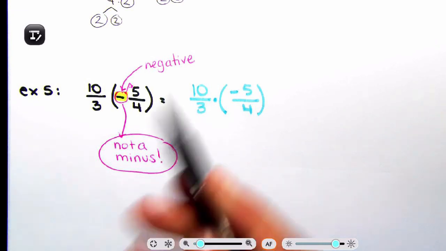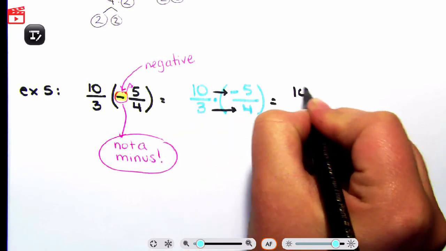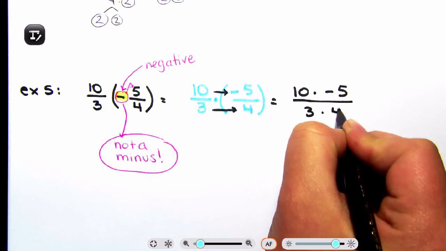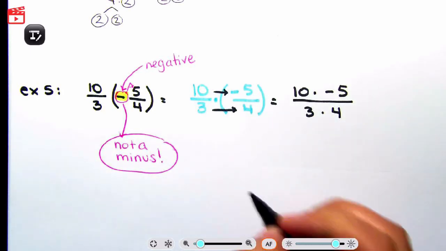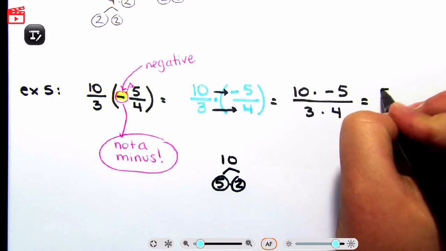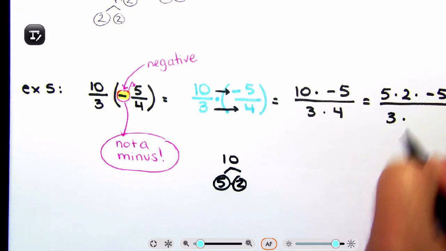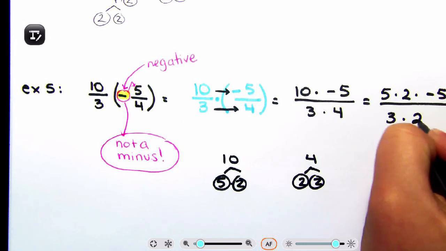So how do we multiply fractions? We're going to multiply fractions across. So we have 10 times a negative 5 over 3 times 4. And again, you can choose to multiply now or you can choose to prime factor. I'm going to choose to prime factor. I have 5 times 2 for 10. 5 is prime, 2 is prime, so that means I have 5 times 2 times negative 5. Bottom 3 is prime, 4 is not prime, but we know that 4 is 2 times 2, and 2 is prime, so I have 2 times 2.